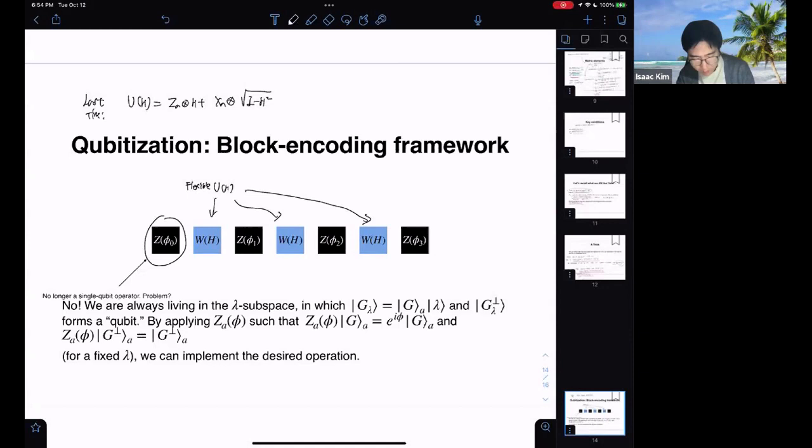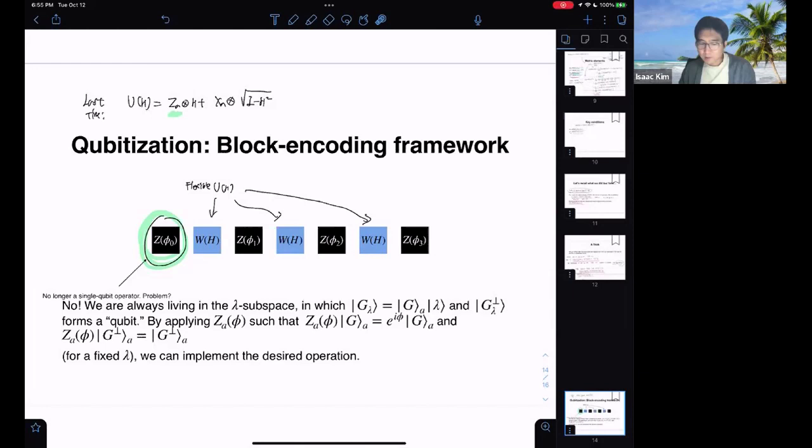So remember, the last time, these phase gates that we were applying were applied on a single ancillary qubit. But now the ancillary system is not just a single qubit, it can be a collection of qubits. So you might be worried that this Z of phi zero, Z of phi one, Z of phi two may become very complicated operations. But it turns out that this is not the case. And again, the fact that these unitary encodings, W of H, are the dominant class still remains the same.